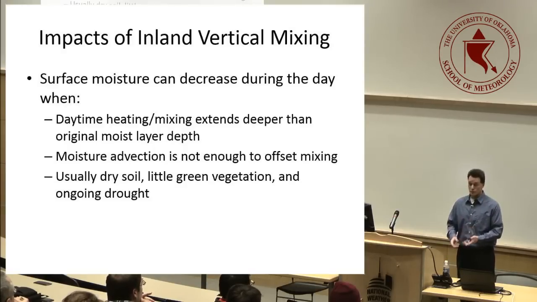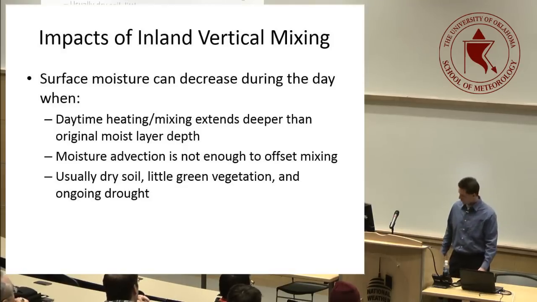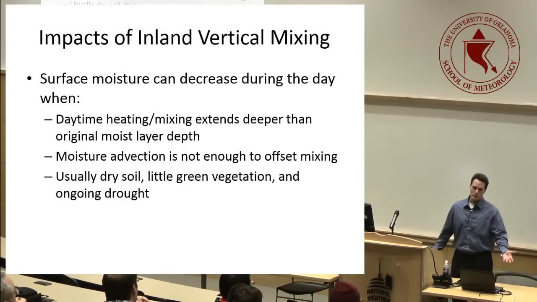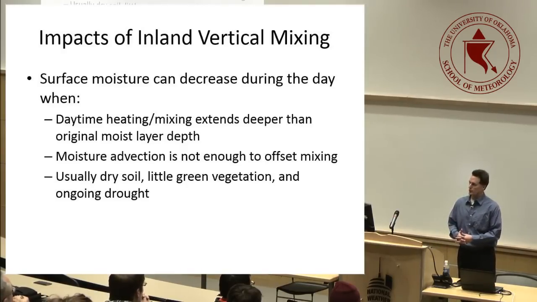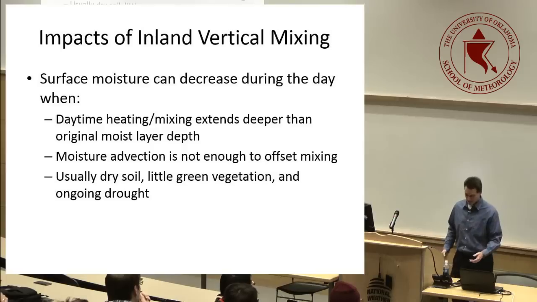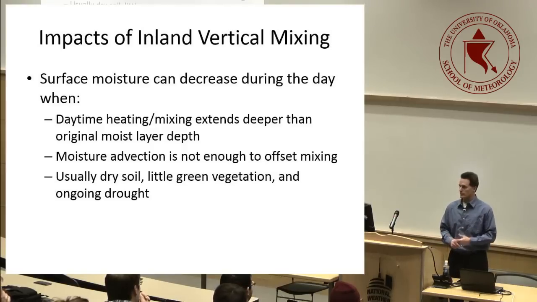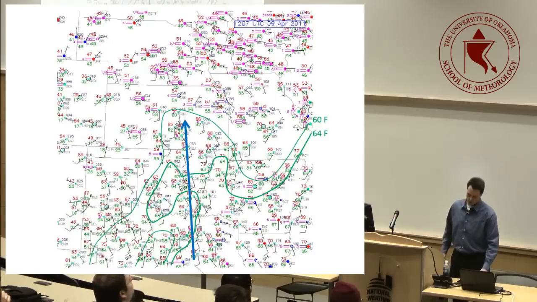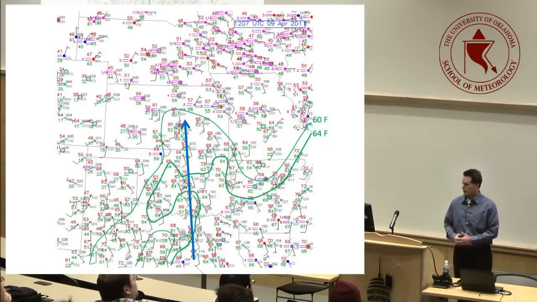And if it tends to reduce moisture by mixing dry air aloft down into the boundary layer, we have to offset that with something, which means we have to have horizontal moisture advection. We've also got the problem of what's going on with the soil moisture and the vegetation. Is it dry soil? Is it actively growing vegetation and moist soil? All these things matter.